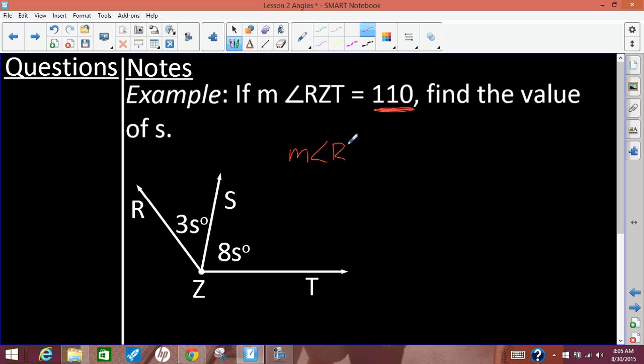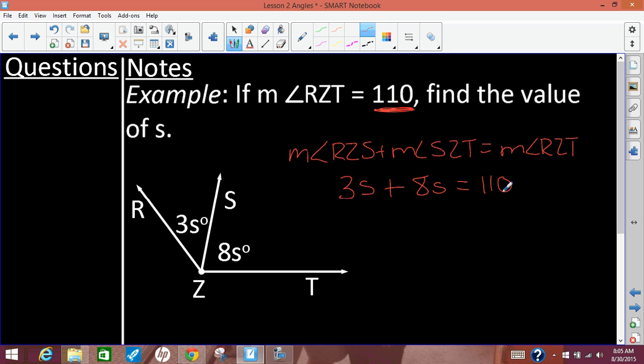The measure of angle RZS plus the measure of angle SZT is equal to the measure of angle RZT. And if you do this, it'll help you set up the equations. So now we know to plug in 3S for angle RZS and 8S for angle SZT. We know that RZT is 110. Combine these two here because they both have an S. That gives us 11S. Divide both sides by 11, and we get that S is 10.